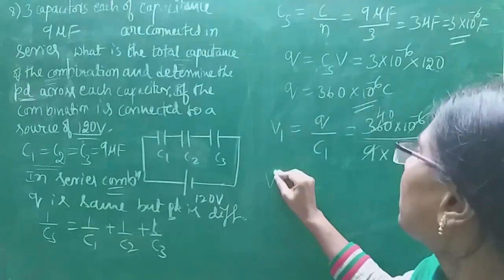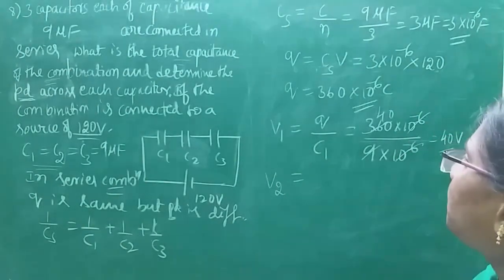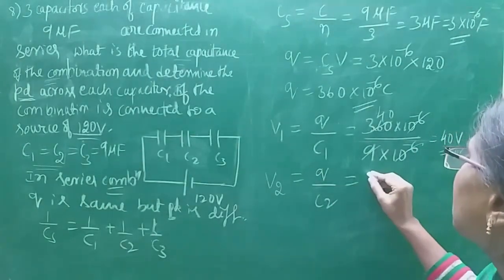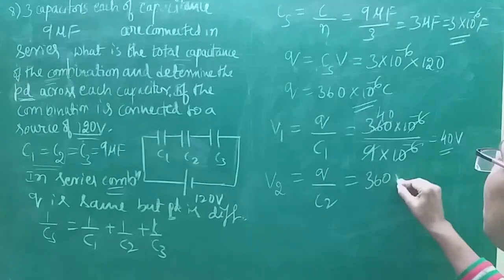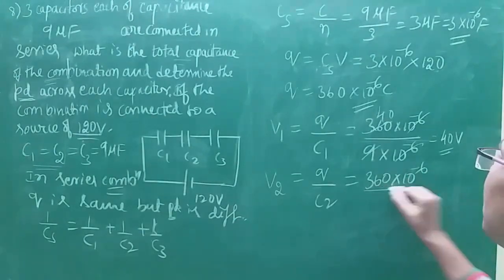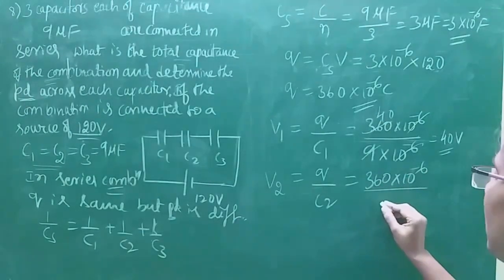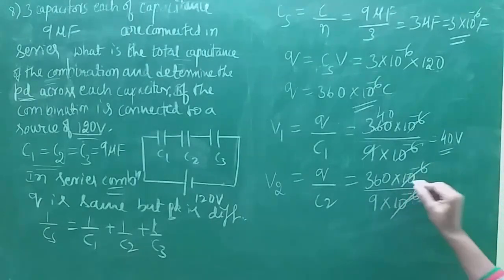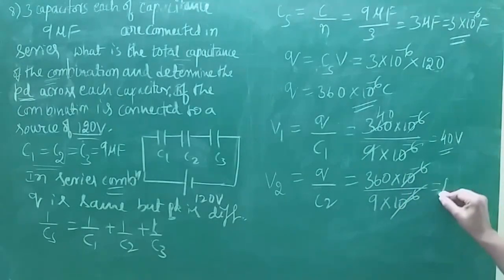And in the same way, V2 is equal to Q by C2. So Q is nothing but 360 into 10 to the power of minus 6 divided by C2, which is 9 microfarad. Micro means 10 to the power of minus 6. These two get cancelled, that is nothing but 40 volt again.